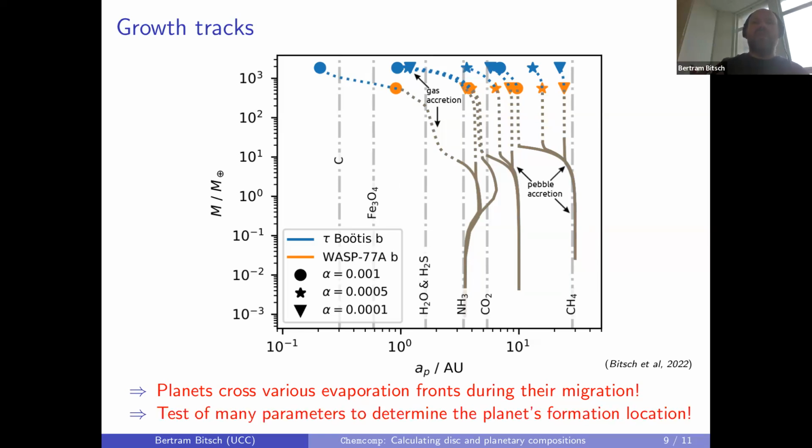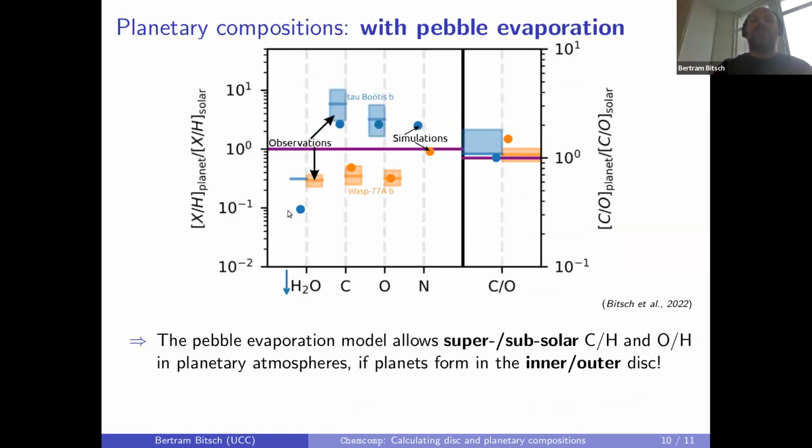In order to understand where the planets can form, we can test many different parameters, like different positions in the disk and also different viscosities. And then in the end, we can match this to the observations. So the dots here correspond to the best fit of our simulations. This scenario, the pebble drift and evaporation model, allows these super and subsolar carbon and oxygen abundances. And this depends on the formation position of the planet. In the inner regions of the disk, as you have seen in the example for water, we can reach supersolar compositions, not only for oxygen, but also carbon.